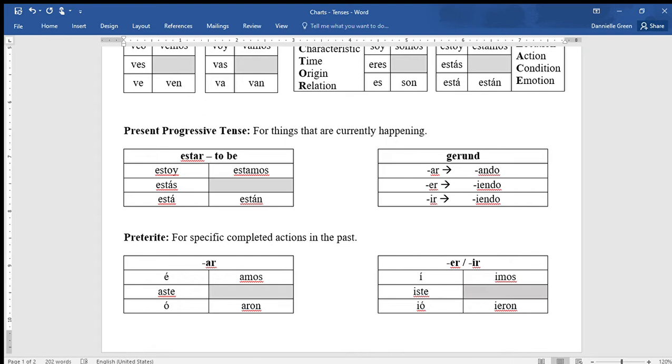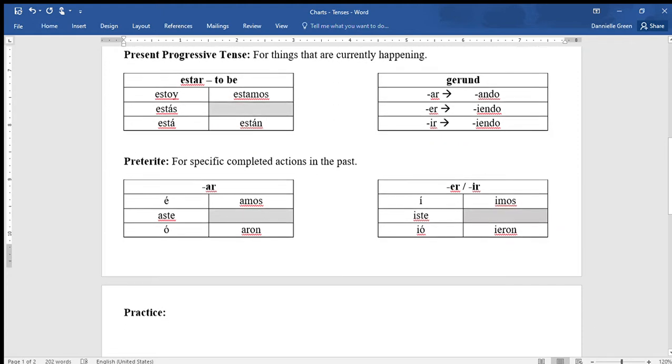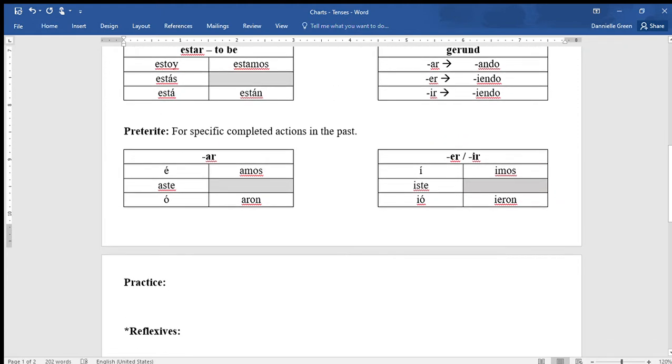Now, for the regular preterite tense verbs, we will change out the AR ending for the endings you see here, and then on the right side you can change out the ER or IR ending for the endings that you see there. Again, these are for the regular preterite verbs. So let's go ahead and do a little bit of practice here. We're going to take some example sentences and translate them.